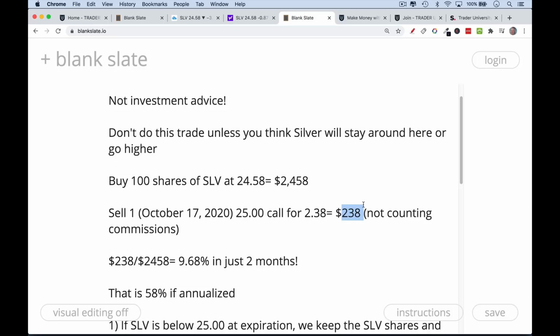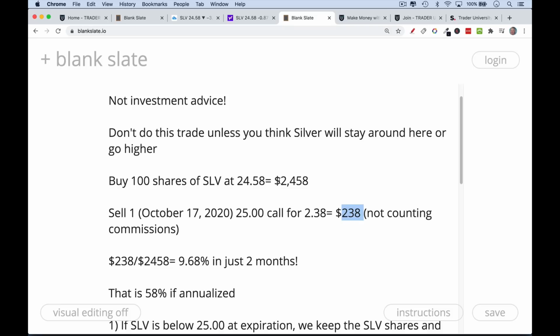Now, when we do this, we'll get cash in our account, we'll get $238 in our account, and we'll also get a short position in this 25 call. And that will be equal to sort of negative $238. So when you first put the trade on, these things are going to net out. It's not going to look like you collected anything, but we're going to go through some scenario analysis here and see what happens as we get to expiration.